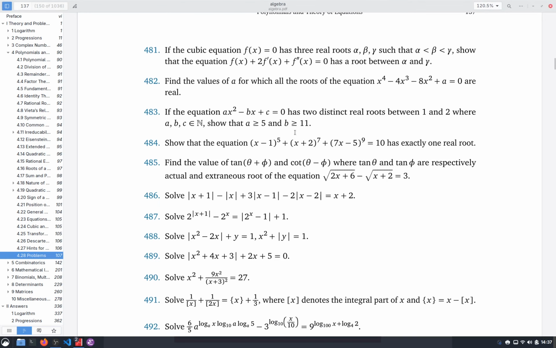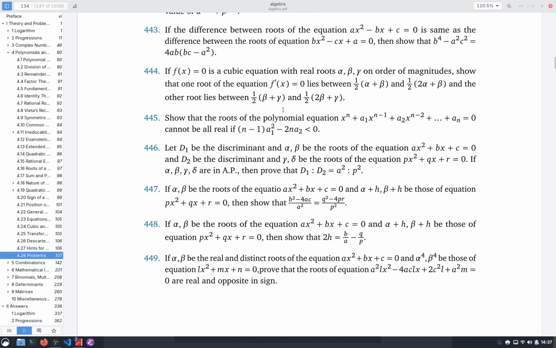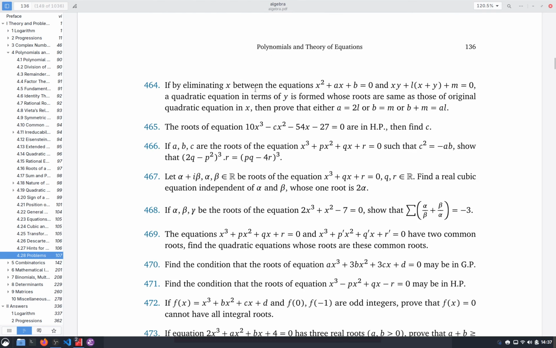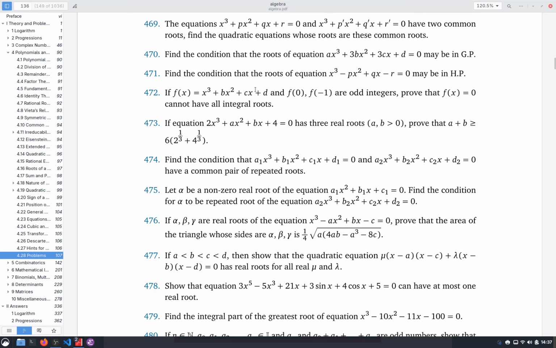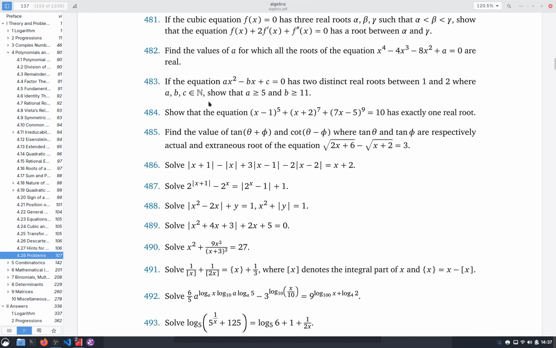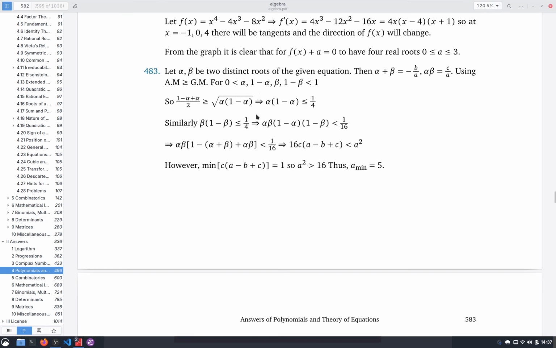All right, so now we move on to question 484. Now I have two problems to explain again here. One is 483 and another problem I remember is 444, which I have not explained properly. So probably at the end, once we finish the quadratic equations, I will do this again. Maybe my understanding is not correct about this question.